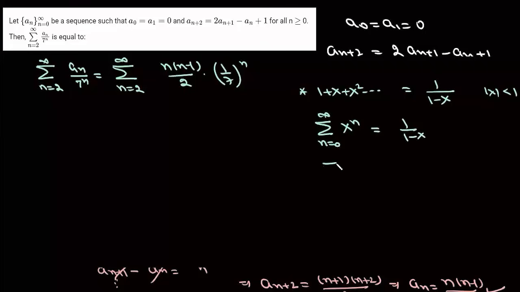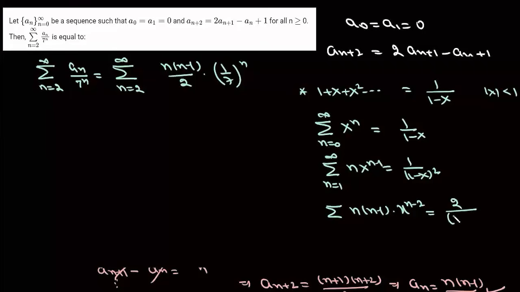Now we differentiate this. We can write the summation of n x to the power n minus 1 will be equal to minus 1 upon 1 minus x square into minus 1. So there'll be 1 upon 1 minus x square, where n varies from 1 to infinite. And if we differentiate this again, we can write the summation of n minus 1 x to the power n minus 2 will be equal to this, minus 2 minus 1. So there'll be 2 upon 1 minus x cube.